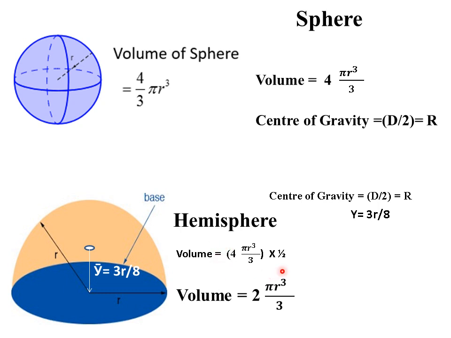Volume of hemisphere is just half of that of the sphere. So for the sphere it was 4 by 3 pi r cube. For the hemisphere it will be one half of that. So it is 2 pi r cube by 3.